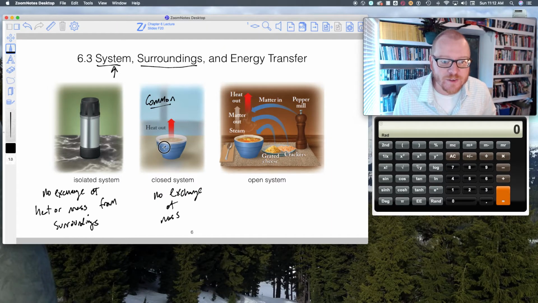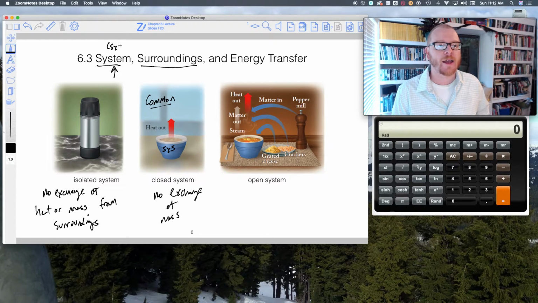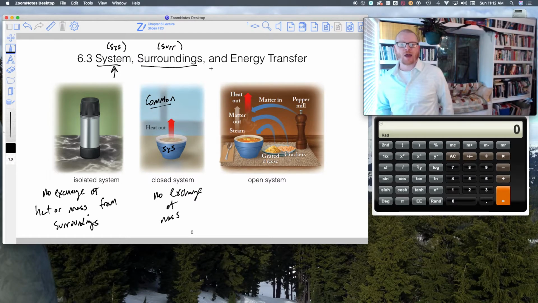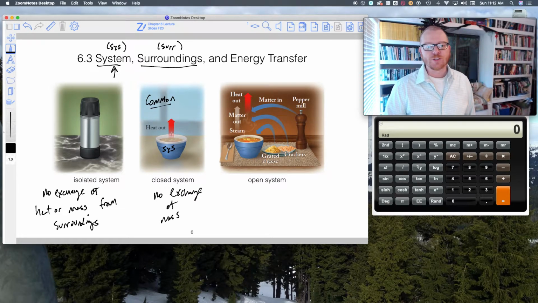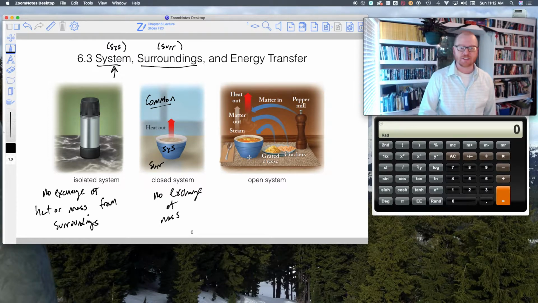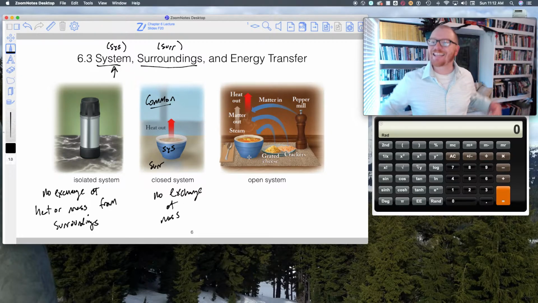So we want to really start thinking of now, system, I use SYS as my abbreviation for system, and I use SUR as my abbreviation for surroundings, okay? So this is the system, and everything else around this is the surroundings. So if we have this hot bowl of soup as our system, heat is leaving it. So it has a lot of potential in terms of heat that it can release.